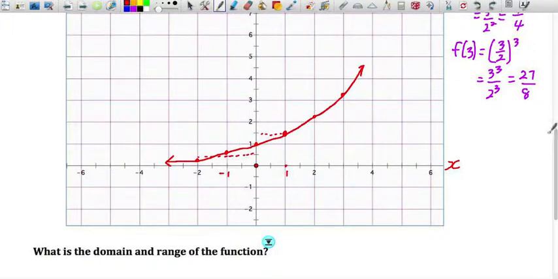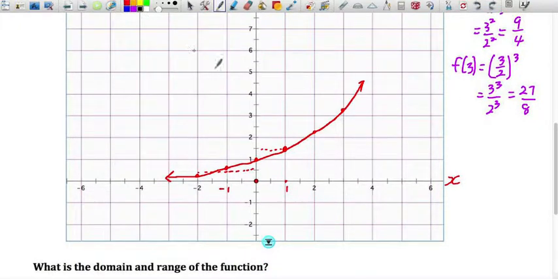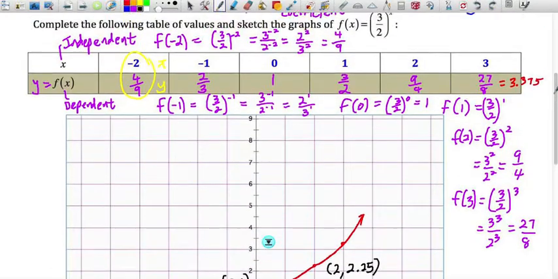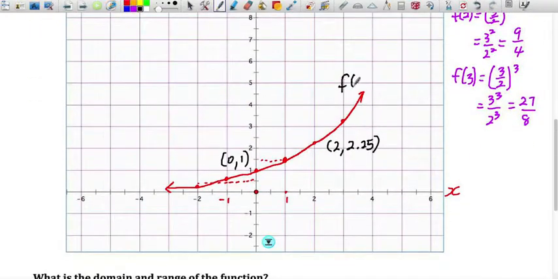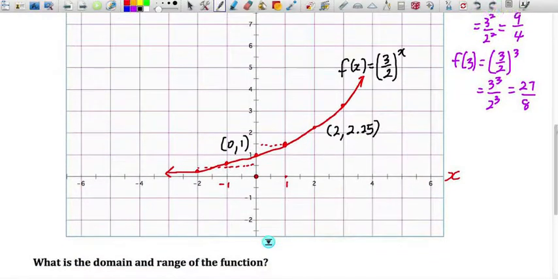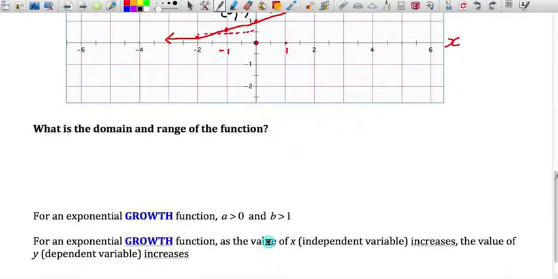What we'll do is just add in a few important details, label a couple of our points. So x is 0, y is 1, and we'll also label the point x is 2, y is 2.25, and of course we must label our function, and our function was f of x equals 3 over 2 to the power of x. So that completes our graph. And now, just to finalize the example, we're going to answer the questions: what is the domain and what is the range?